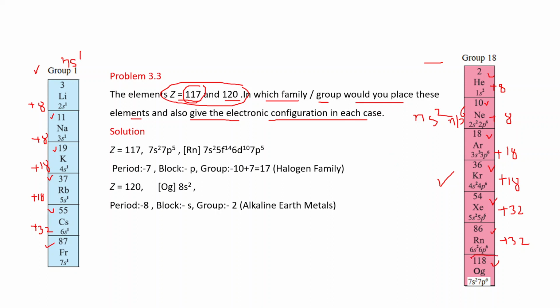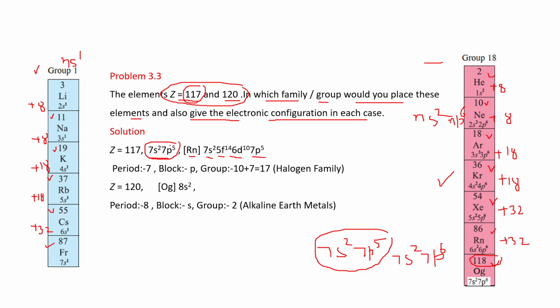to 118. And for 118, we know the outermost electronic configuration is 7s2 7p6. Then for 117, what will be the outermost electronic configuration? This will be 7s2 7p5. This is the outermost electronic configuration. And if you write the complete electronic configuration, you can write radon, then 7s2. After 7s, electrons enter 5f, 5f14, then 6d10, then 7p5. Otherwise, our work will be complete from this one.